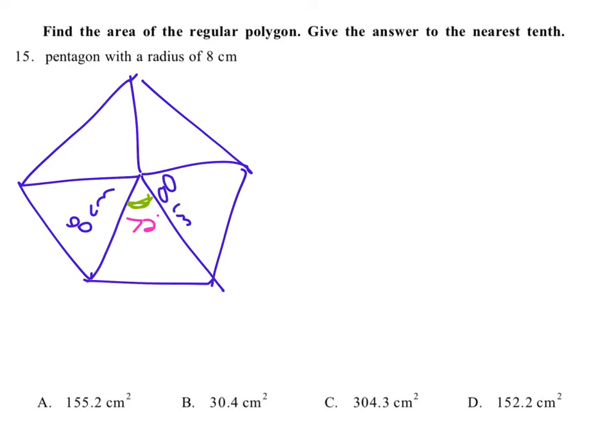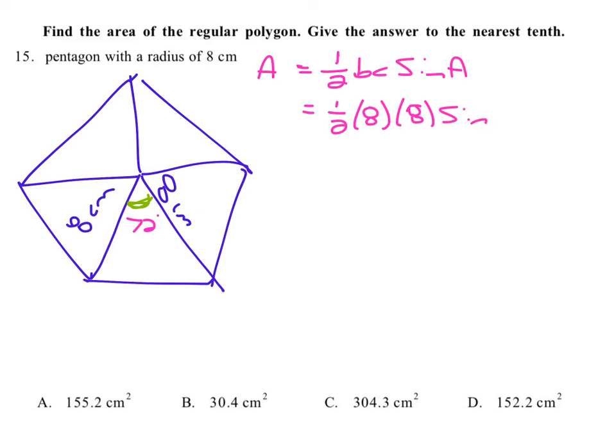Okay, so then we can use the formula for area of a small triangle is equal to 1/2 times BC sine A, which is essentially saying 1/2 times the length of one side times the length of another side, which are both the same, and then times the sine of the included angle, which is 72. Okay, let's do that on the calculator here.